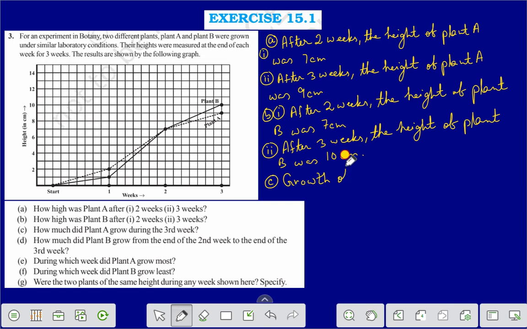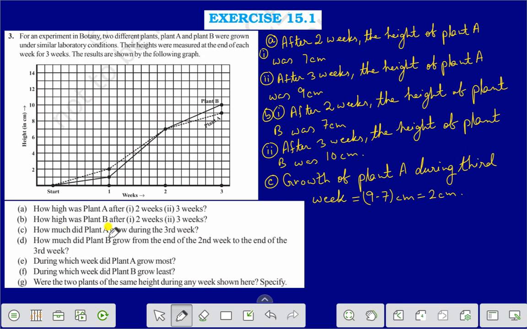Growth of plant A during third week. Here you see, this is the third week. Plant A, the final was 9 cm and the starting was 7 cm. That is 9 minus 7 cm, that is 2 cm. That is equal to 2 cm.